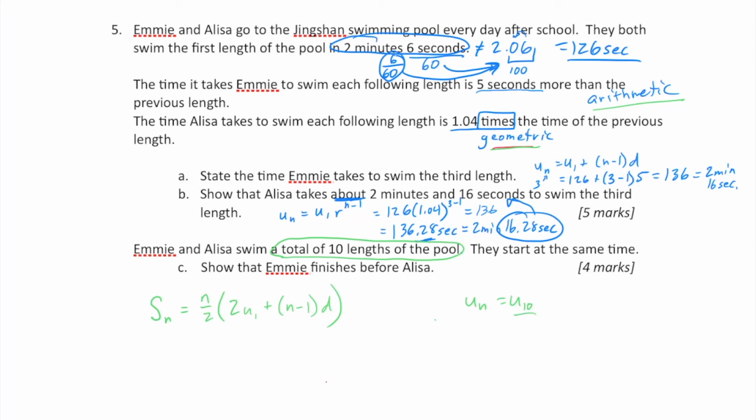Now, I saw some people calculate the length of the 10th length, and then use the second equation instead of the first one. If you do this one, it'll be a little bit faster. You know you're going to go 10 lengths, then 2 times u1, which is 126, plus n, which is 10, minus 1 times d, which is 5 seconds for each lap. You should be able to work out the answer, and you get 1485 seconds.